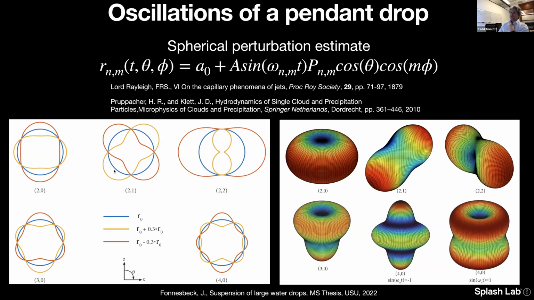So it's basically still two nodes, but then it's off axis. So that's what the 1 represents. So Lord Rayleigh sort of put this together in 1879.